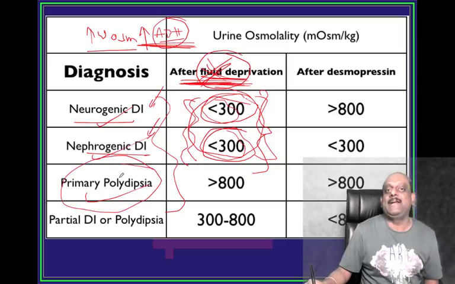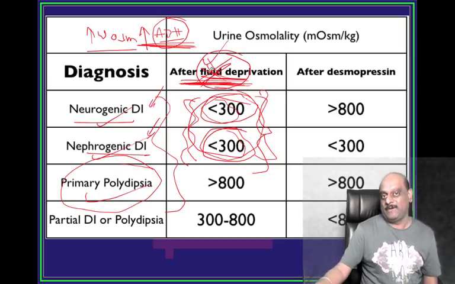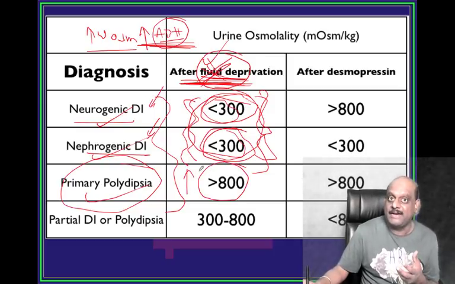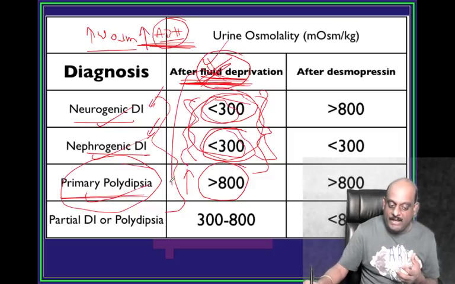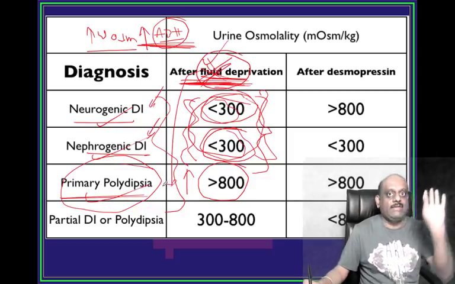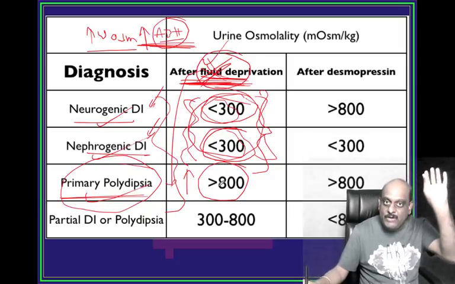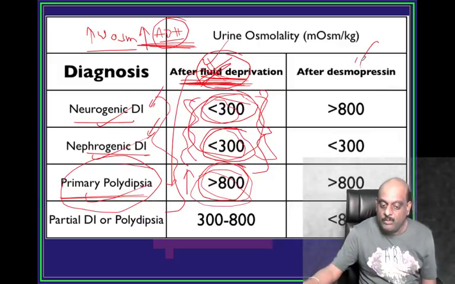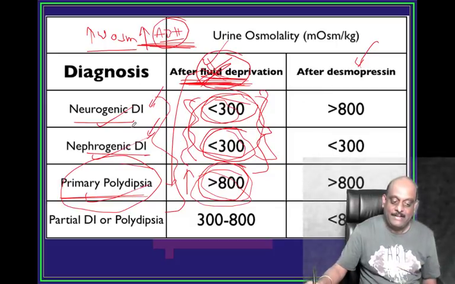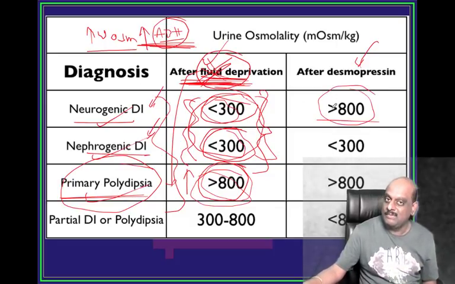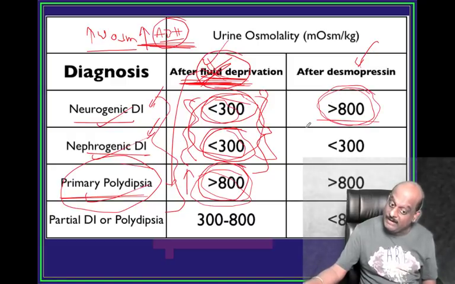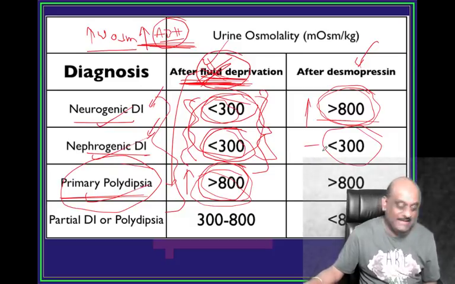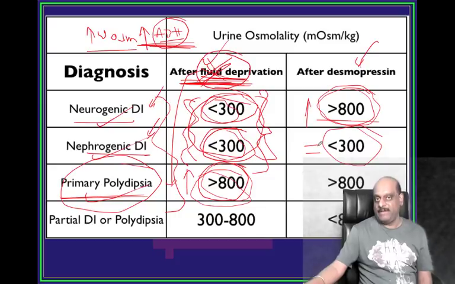But if it is a primary polydipsia guy, if you deprive him from taking fluid, his urinary osmolarity will increase. That means urine becomes concentrated. Why? Because his ADH levels increase, antidiuresis, urine becomes concentrated, and urine osmolarity increases. Then you give a shot of desmopressin. Neurogenic diabetes insipidus hai to, his urine becomes concentrated with an increase of urine osmolarity. Nephrogenic diabetes hai to, it won't change. So that is how you identify and differentiate.